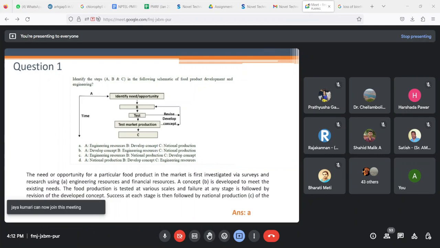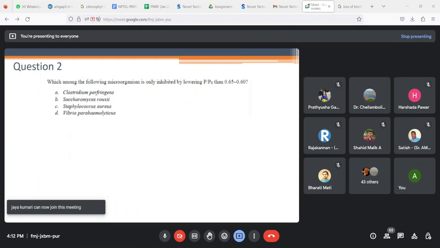So question 2. Which among the following microorganisms is only inhibited by lowering P by P naught to less than 0.65 to 0.6? So there are 4 organisms given as options here. But before we discuss that, does anybody know what is P by P naught?